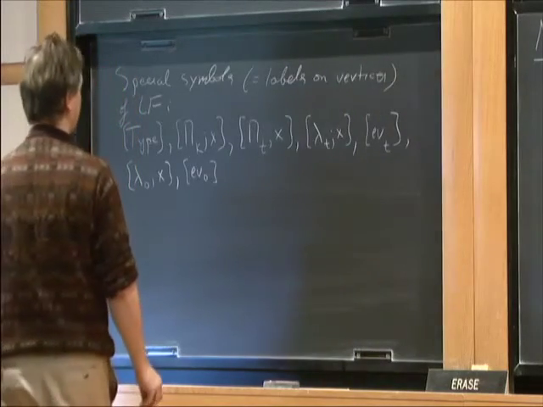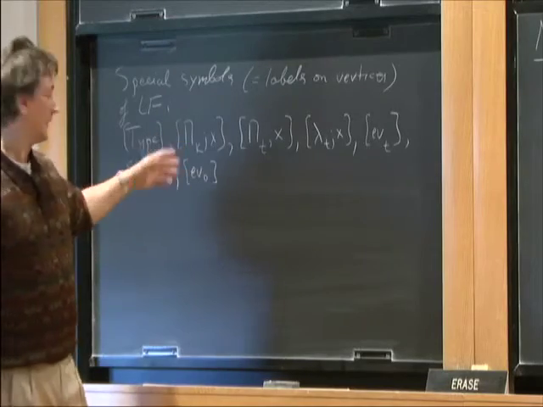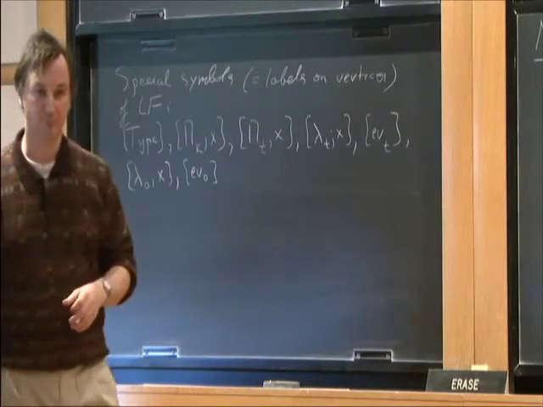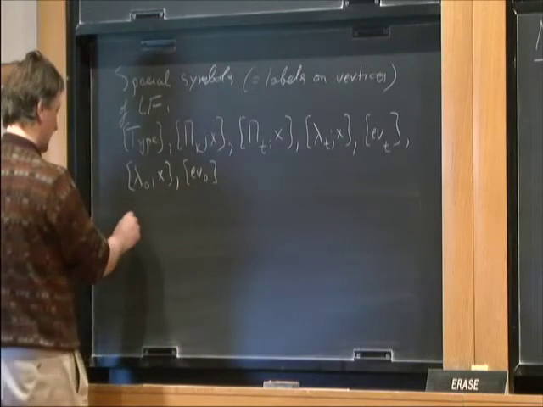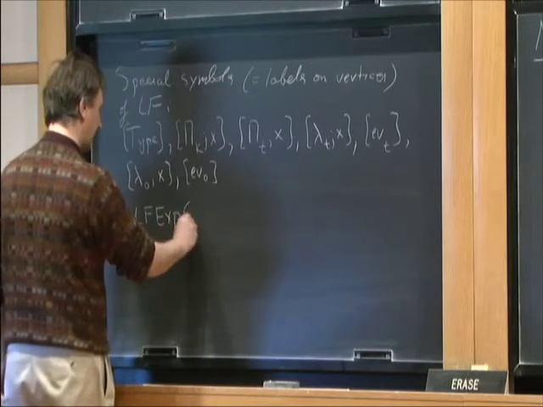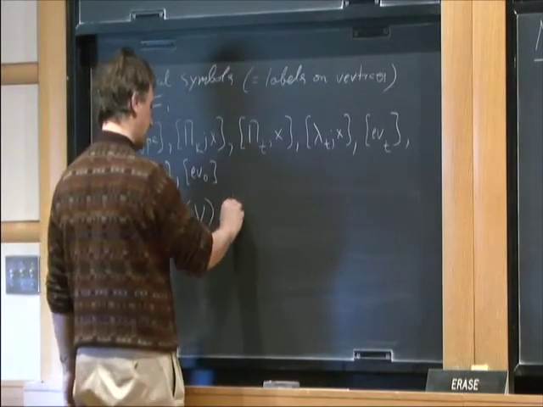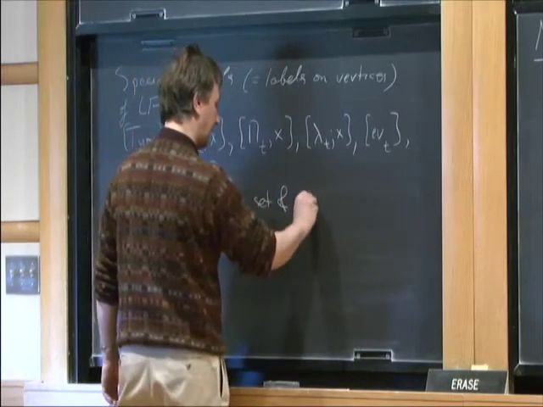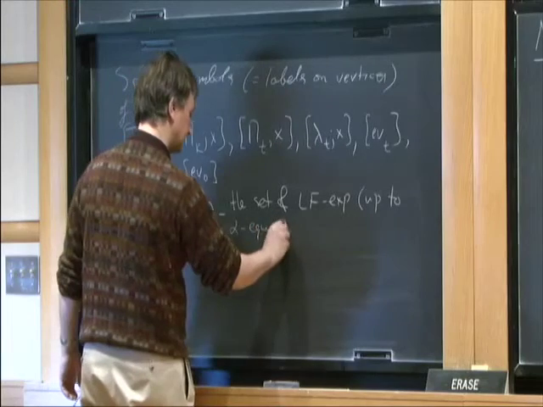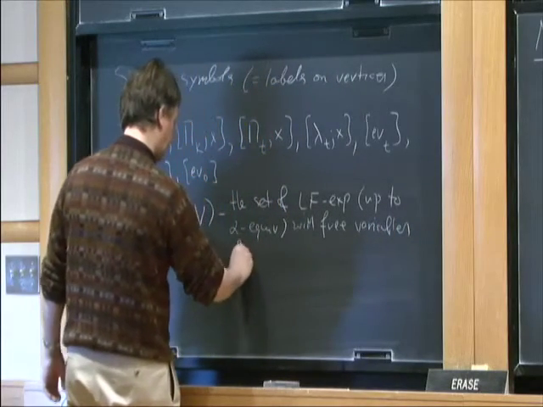So LF expressions, according to this definition, are simply labeled trees with these labels up to alpha equivalence, which was defined previously. So we know now what this is, and we can denote the set of LF expressions in variables from some set of variables V by this notation. So this will be the set of LF expressions up to alpha equivalence with free variables from the set V.